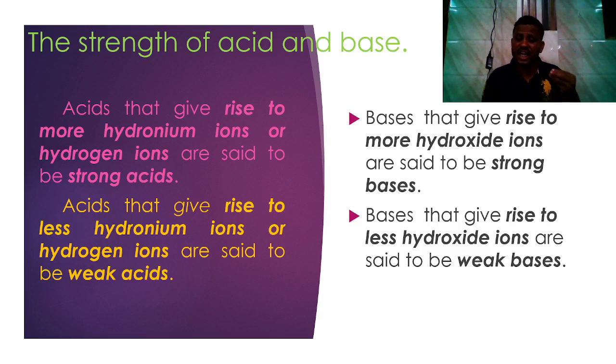If the acid liberates high hydrogen ions, it is a strong acid. If the base liberates high hydroxide ions, it is a strong base. If the acid liberates a low amount of hydrogen ions, that is known as a weak acid. If the base liberates a lesser amount of OH minus ions, or hydroxide ions, it is known as a weak base. Maybe in the question paper, he can ask the definition of a strong acid, strong base, weak acid, weak base.